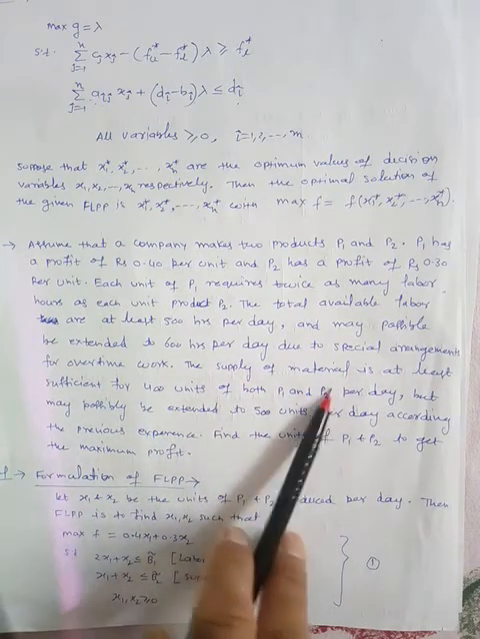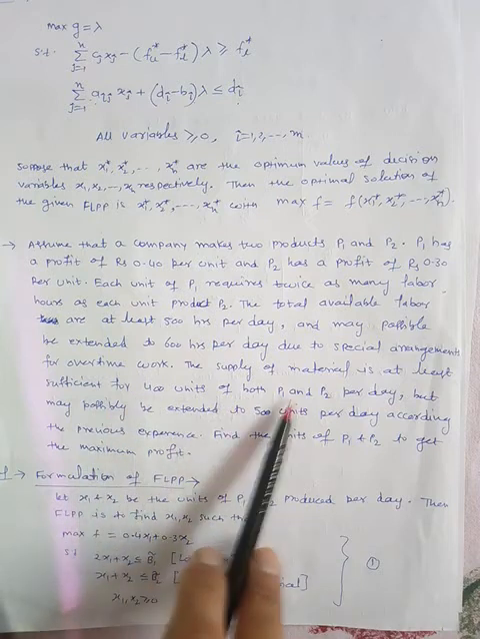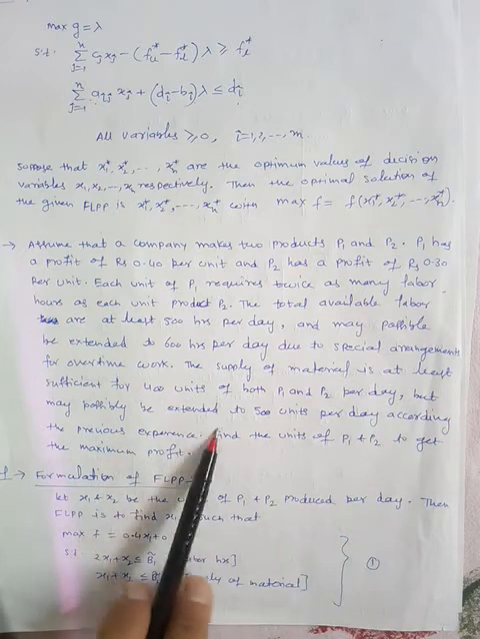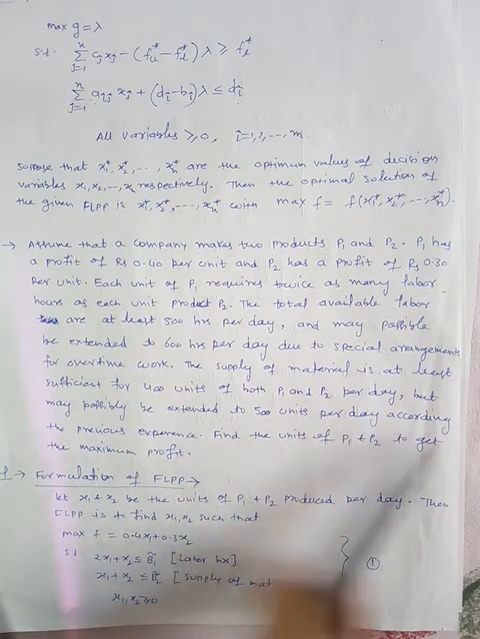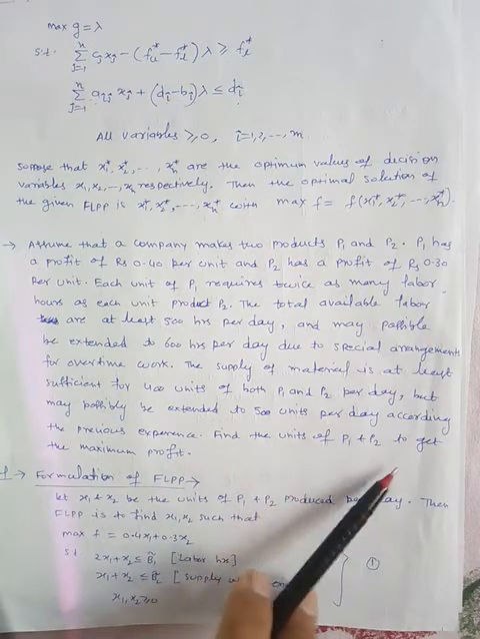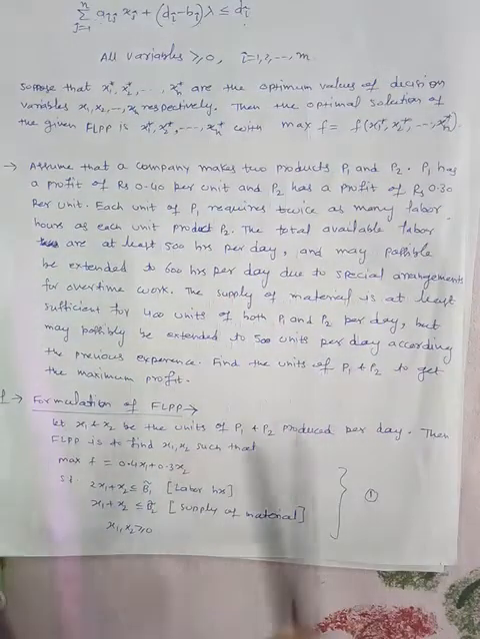The supply of material is at least sufficient for 400 units of both P1 and P2 per day, but may possibly be extended to 500 units per day accordingly. Find the units of P1 and P2 to get the maximum profit. So this is our problem. So first formulate the problem.